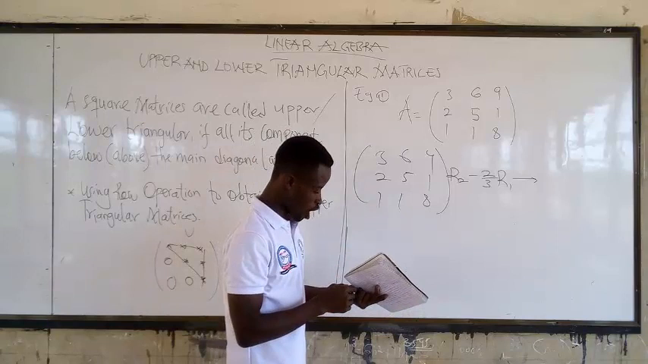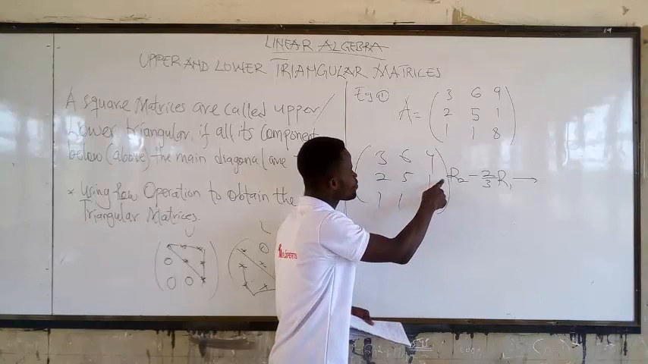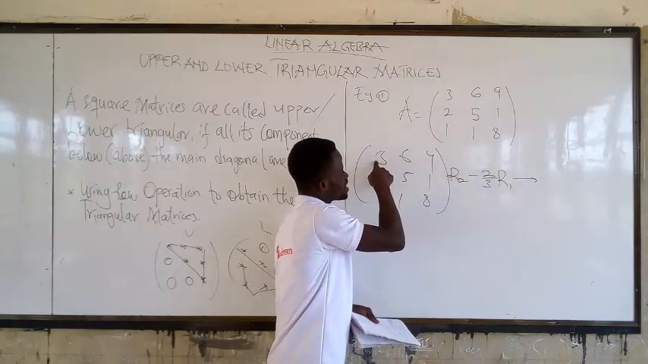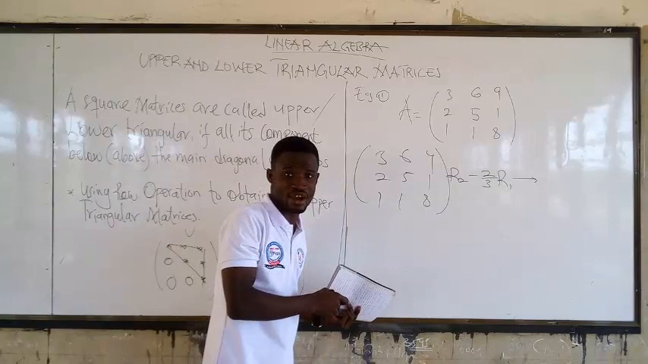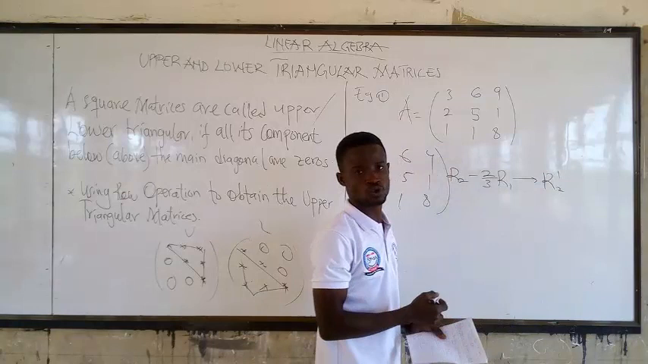Because here, row 2 is 2. If you take 2 over 3 and multiply by this 3, this 3 will cancel. And we have 2 minus 2, which is 0. Now take this and put it as the new row 2. Alright. Back to this.